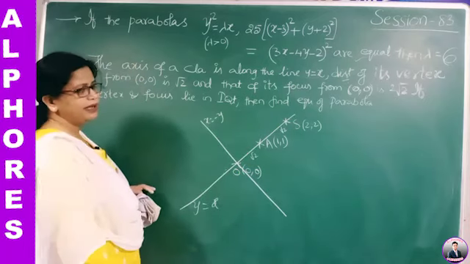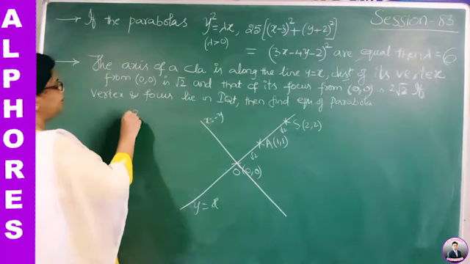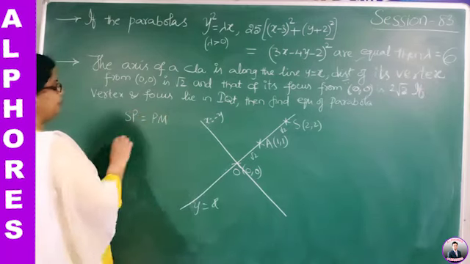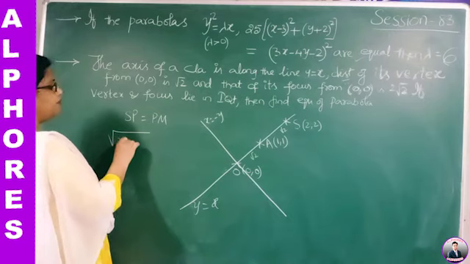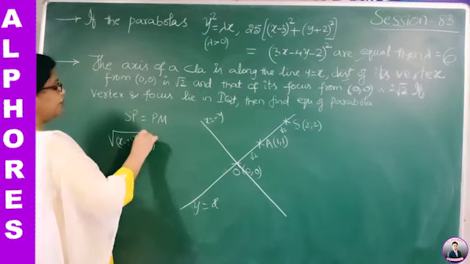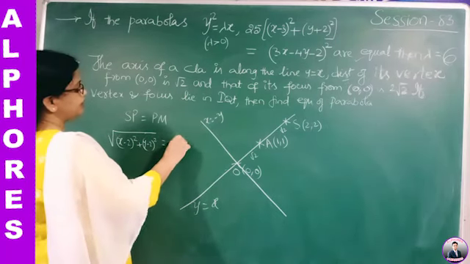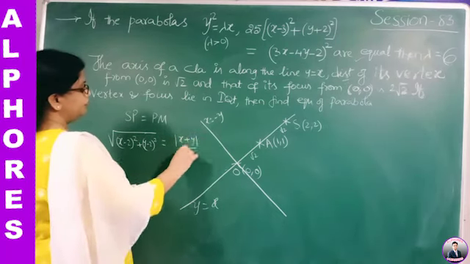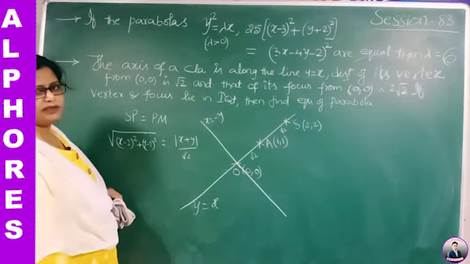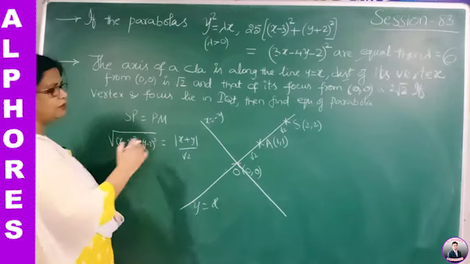Thereby we can apply SP equal to PM. Therefore what is our formula now? This is equal to under root of (x minus 2) whole square plus (y minus 2) whole square, and equal to PM. PM means what is the value here? Mod of x plus y divided by root 2. Now if you do cross multiplication, easily you can obtain the equation of the parabola.